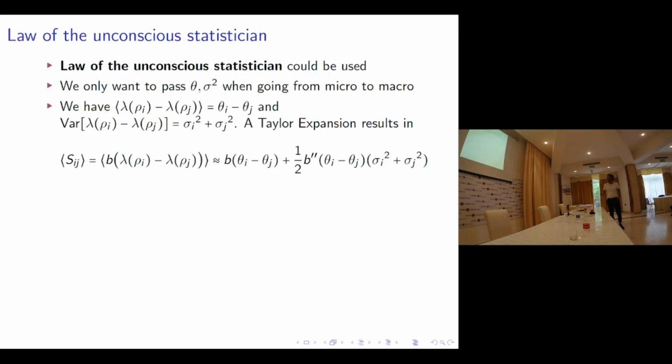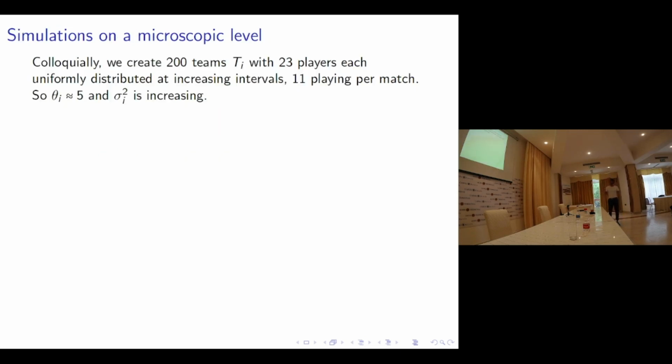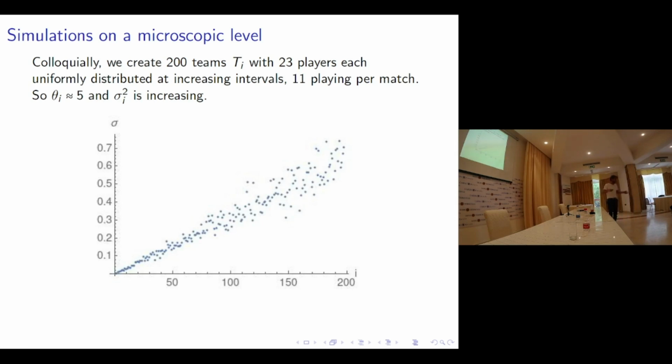Now I will show you some numerics. The picture I show you is one of the first ones I did. I create 200 teams, 23 players each, and in the first team all players have strength 5, and then I enlarge this interval. So in the last team, the players are between 0 and 10. And this is how I get my variance. So you see the teams have increasing variance, but they all have theta around 5. I think there are some outliers, but most of them are there.